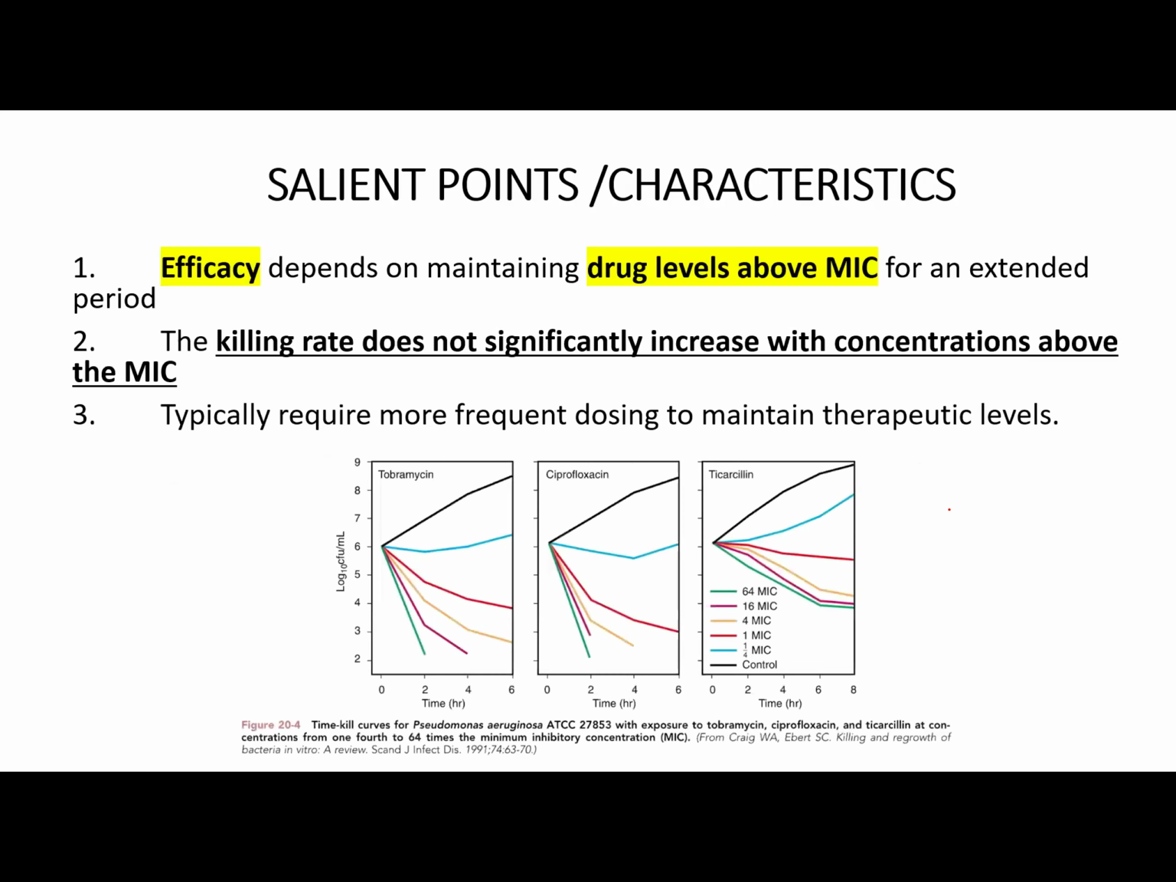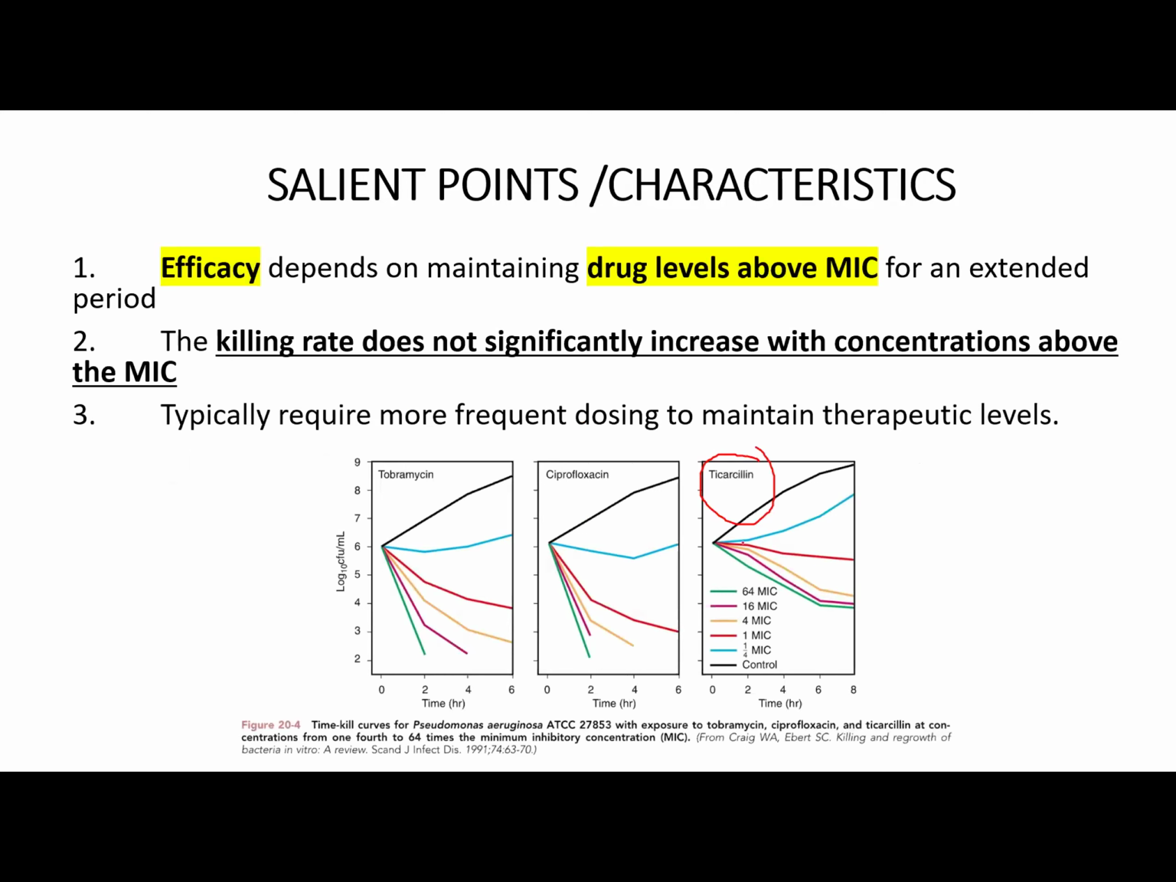And because of this, that is the T more than MIC, it requires frequent dosing. So this is one of the studies which was done way back in 91, which showed different classes of antibiotics. But what I want you to see is ticarcillin. Ciplox is a fluoroquinolone. It depends on concentration dependent killing.